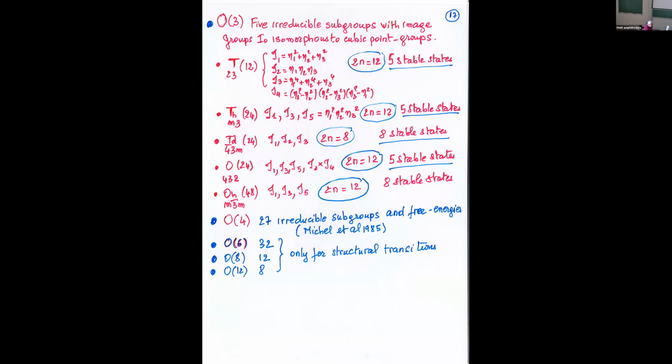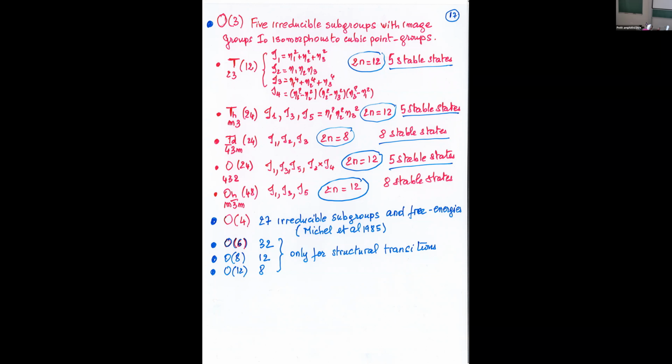Okay, so now let's go to 3. So O3, three-dimensional order parameter. We have 5 irreducible subgroups with image I0, which are isomorphous to the 5 cubic point groups, which are denoted T, TH, TD. I took the two notations here. T is 2 3, OH is m3bar m, and so on. And so this has been done sometimes before.